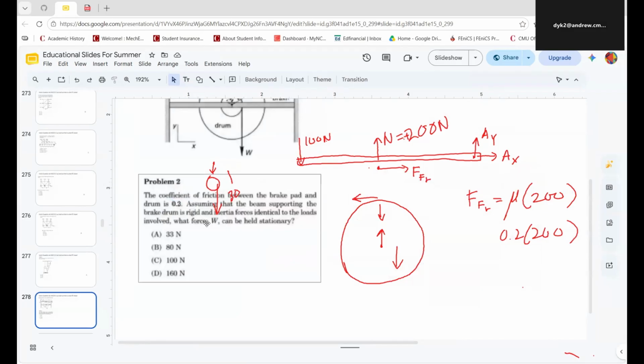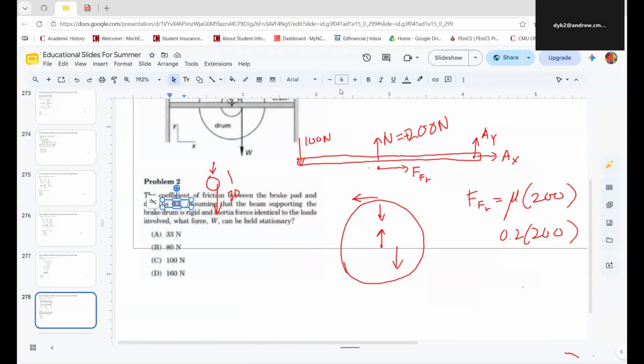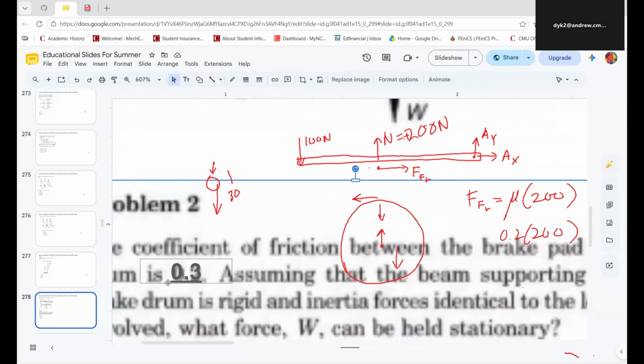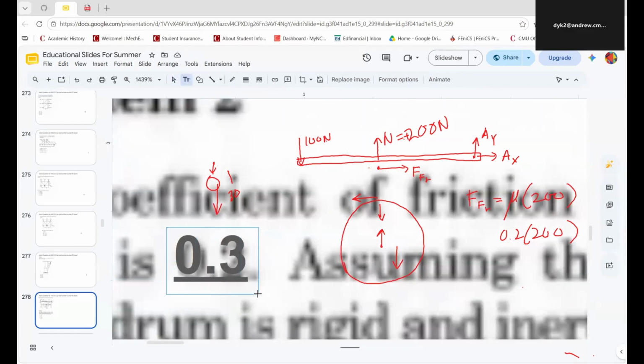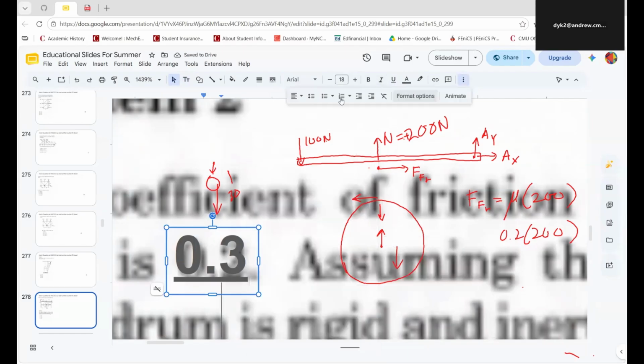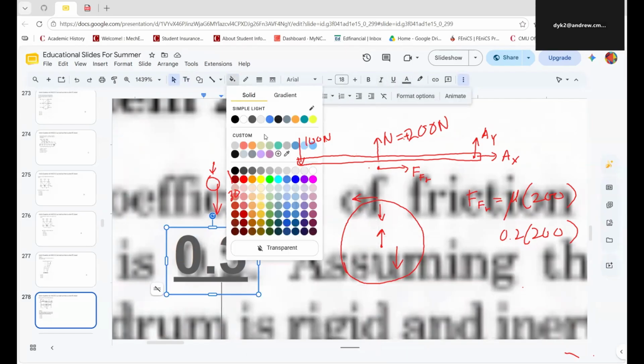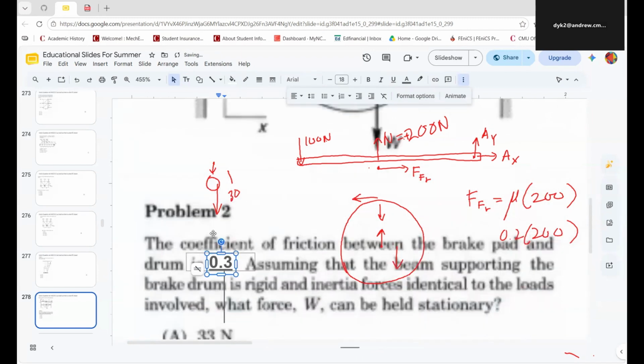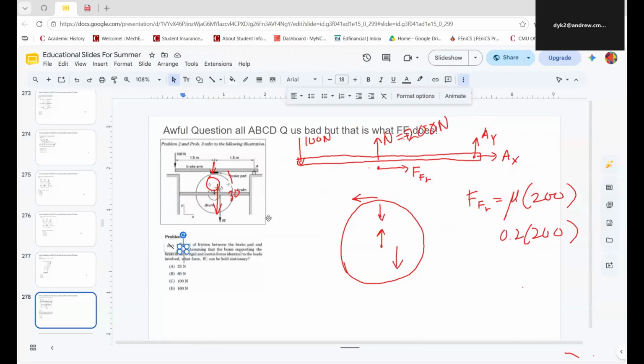So we can bold this out. Bold, underline 0.3, and maybe we can do a plus plus. Maybe we can just highlight this a little bit. Fill in white, and then order backwards, and then we can do it like that. Yeah, that's great. So 0.3, I knew something was off.